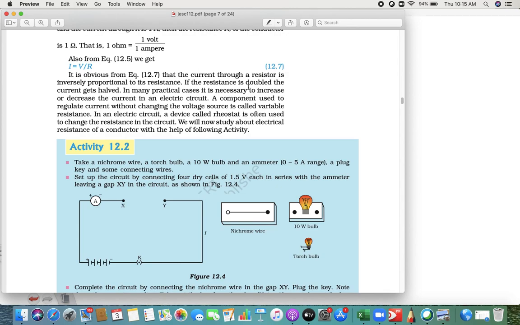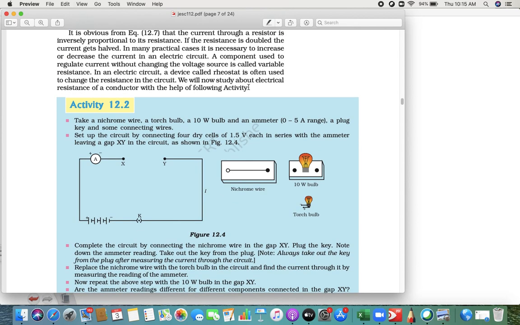But now what we are going to see is on what factors does the resistance depend on? So we'll see what resistance depends on. For that they have taken an experiment activity here.